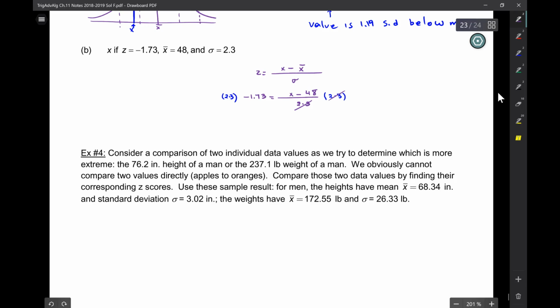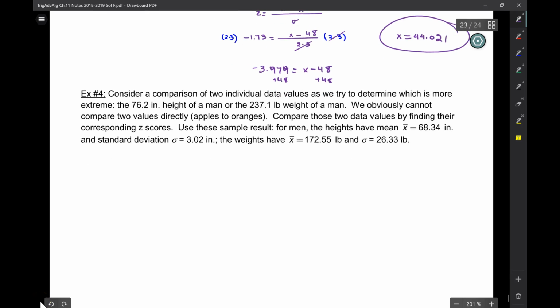So I get negative 3.979 equals x minus 48. Add 48. X is 44.021.